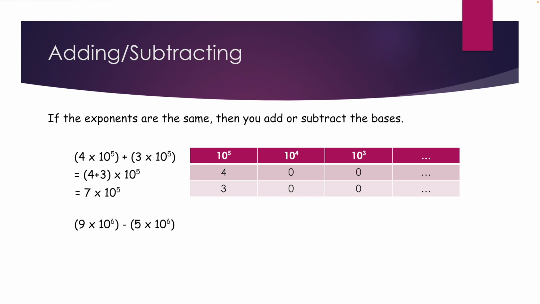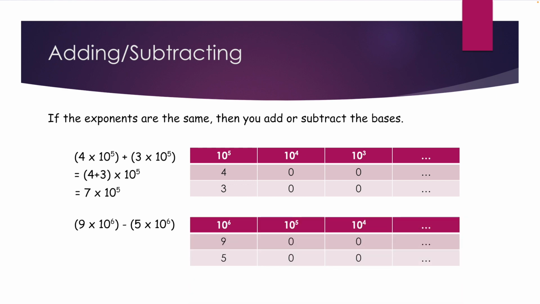The same thing happens with subtraction. If the powers of 10 are the same, then that means they are going to line up in our place value chart, and therefore we can just subtract the bases and the times 10 to the power of 6 tags along.